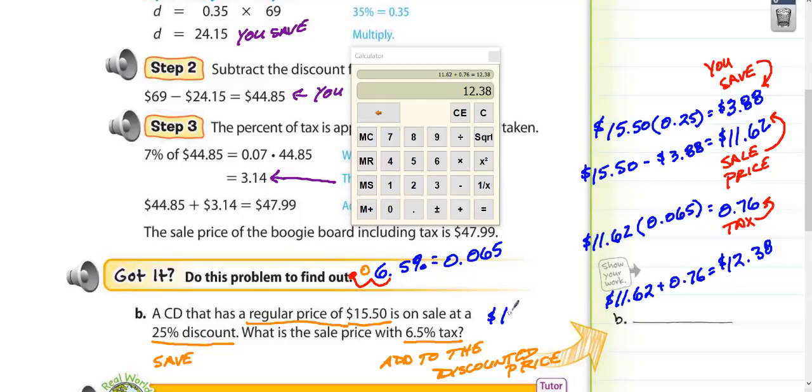My answer to this problem is $12 and 38 cents. Hopefully that was your answer also. Hopefully that's what you ended up with as well. $12.38.